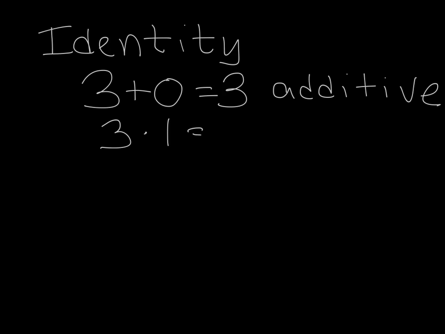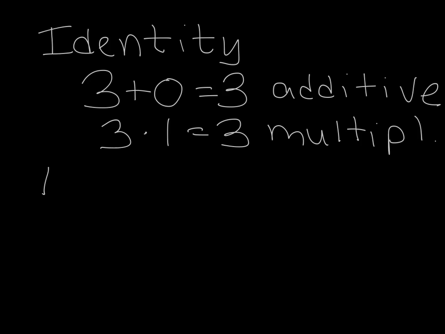So let's summarize what we've learned. We've learned that we have identity properties, and identity properties are those that do not change a given real number. Identity property of addition is 0. 3 plus 0 equals 3. That is the additive identity. We also have a multiplicative identity. 3 times 1 equals 3. The multiplicative identity element is 1.